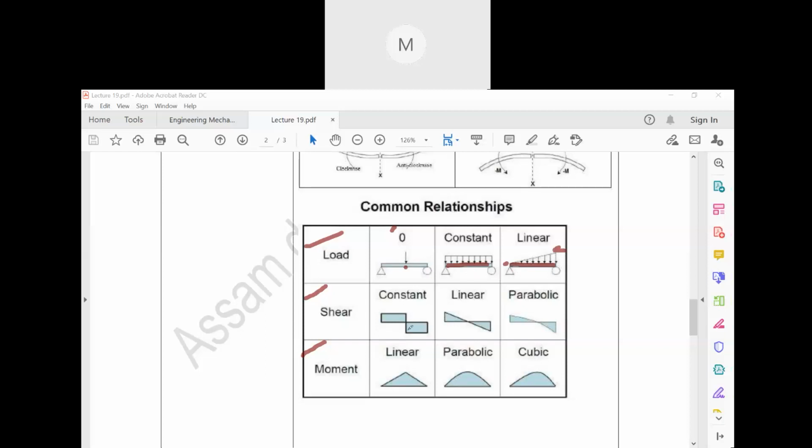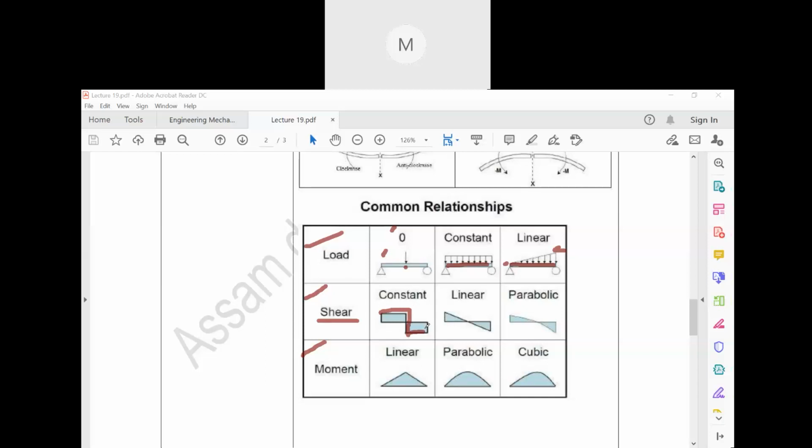Now if you go to shear, what is shear force? Shear force means it is a basic calculation of all the forces that are acting either to the right or to the left of the structure. The shear force diagram for a point load will be in this manner. Just remember these basic things as of now.